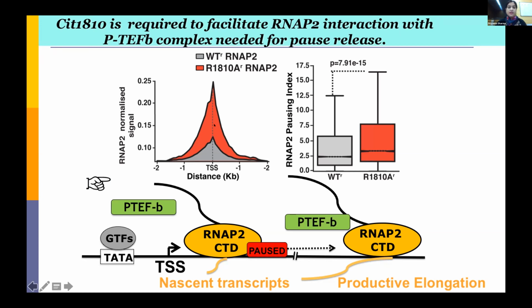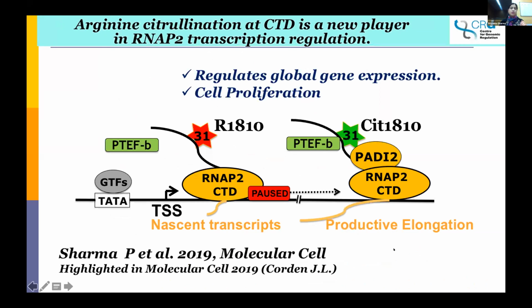So in other words, the mutant version of RNA polymerase, which could not be citrullinated, is actually stuck in this kind of situation. It is just paused. It could not enter into the next phase of the transcription elongation. You also see here the quantitation of the whole pausing index, and it's shown here that the mutant version has a higher pausing index than the wild type. The simple meaning is that if you don't allow polymerase to be citrullinated, it just gets stuck at this specific region and doesn't enter into the productive phase of the transcription elongation.